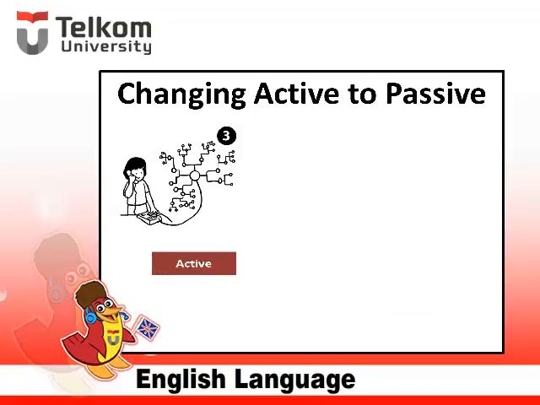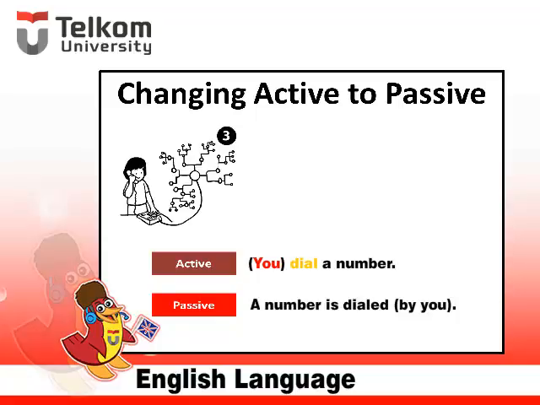Active voice: you dial a number. In active voice, the subject is you and the verb is dial. And passive voice: a number is dialed. In passive voice, the subject becomes a number. The verb form becomes is dialed.